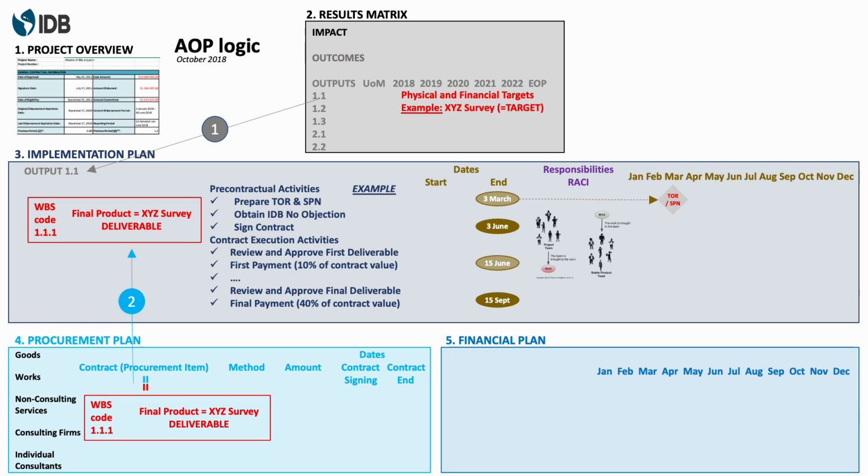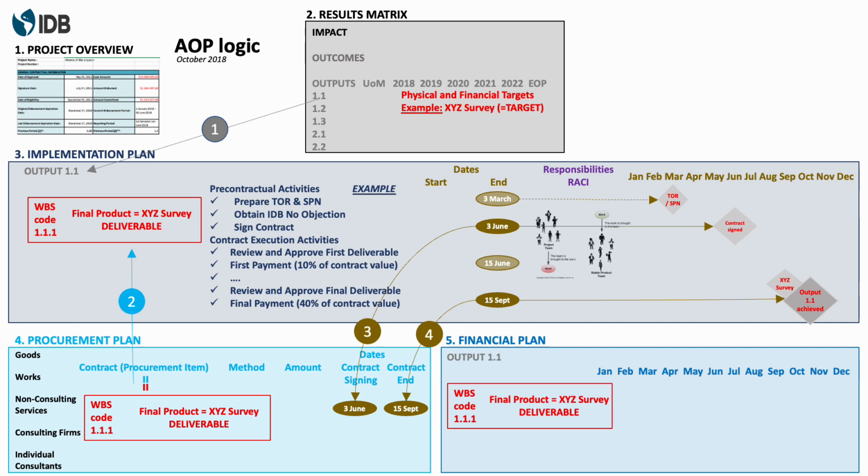Now this will lead to our milestones in the implementation plan. So we have the terms of reference in March, we have the contract signed in June, and we have the survey completed and the output achieved in September. From here we can update our procurement plan. So we can include and update the contract signing date, and for example the contract ending date, the 15th of September.